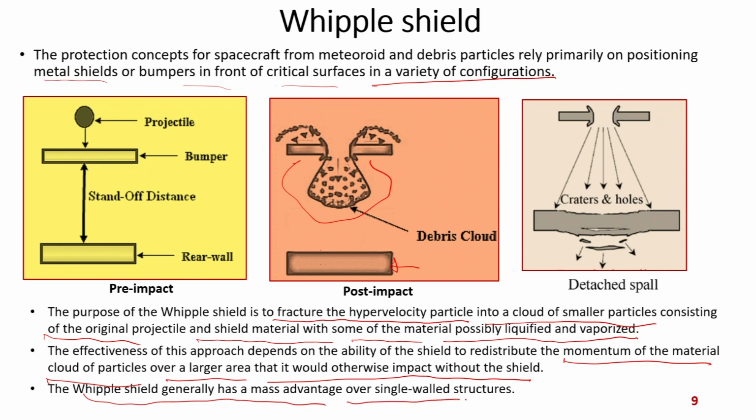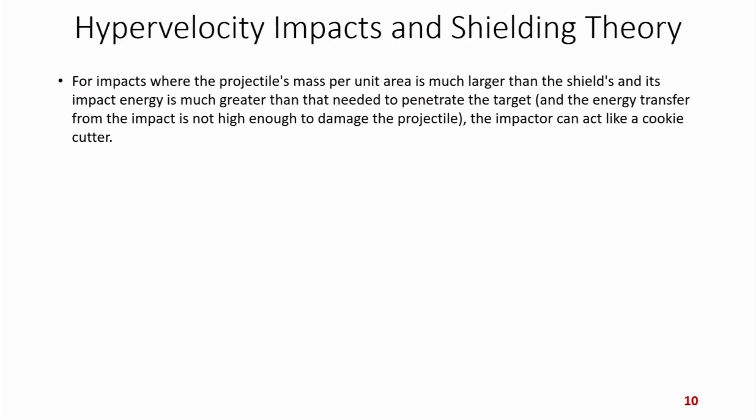The Whipple shield generally has a mass advantage over a single wall structure, because if I am to use a single wall, then the thickness should be more, and more thickness means more mass. So, for impacts where the projectile's mass per unit area is much larger than the shield's, and its impact energy is much greater than that needed to penetrate the target, that is, the energy transfer from the impact is not high enough to damage the projectile, the impactor can create a cookie cutter. We will see what the cookie cutter is. For a thin shield it can happen.